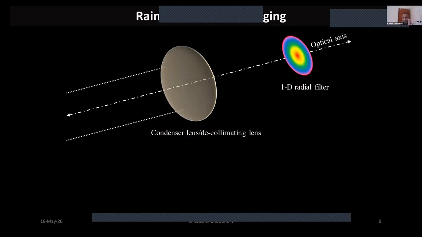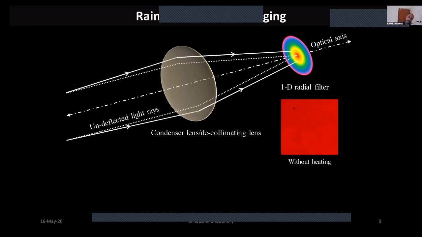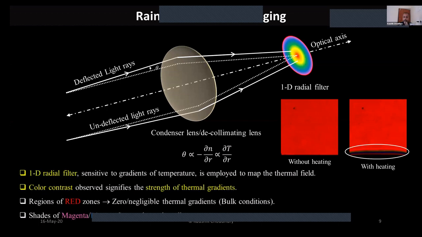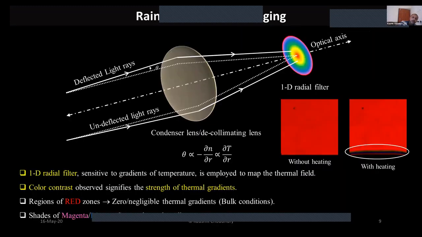Now to do that, this simple schematic can help you understand. So what exactly is done is that we have got a light beam that passes through our object of interest, and we put a filter, a radial filter, which has got red at the center and maybe magenta at the end. So it's basically a VIBGYOR filter where your violet is at one extreme end, that is the outer radii, and center is red.